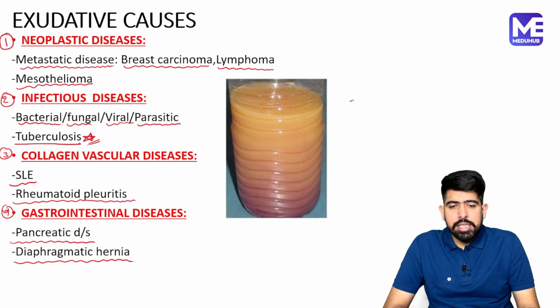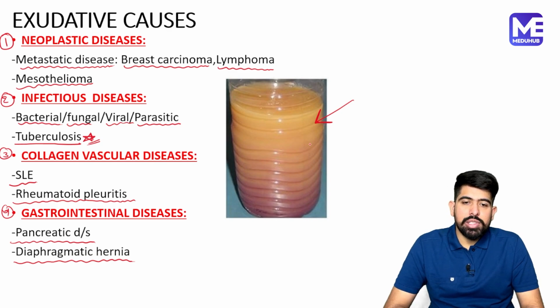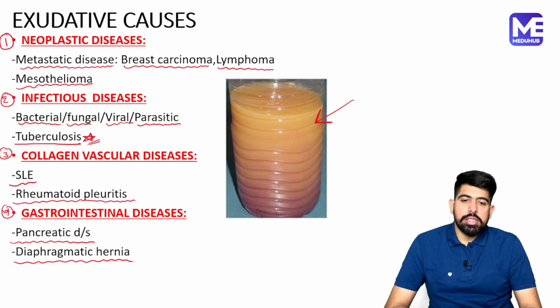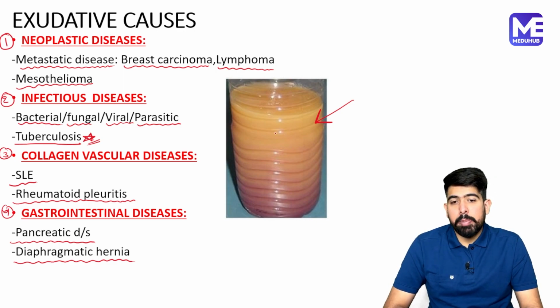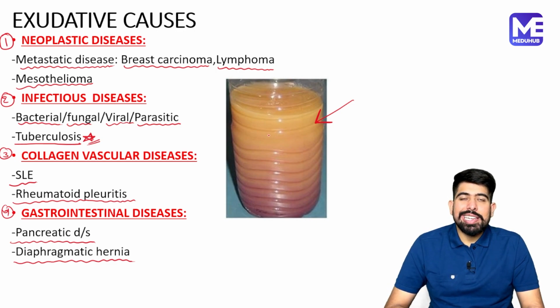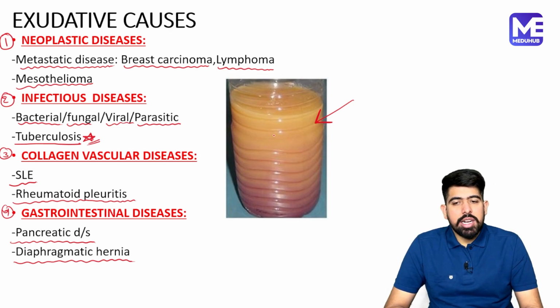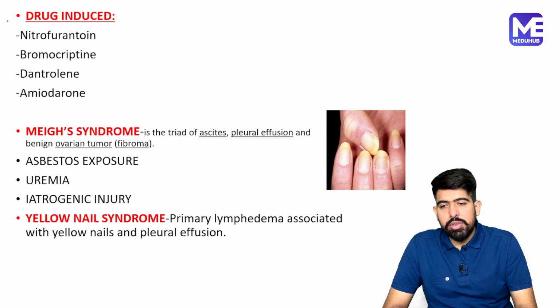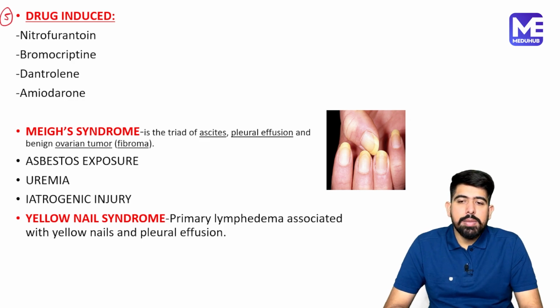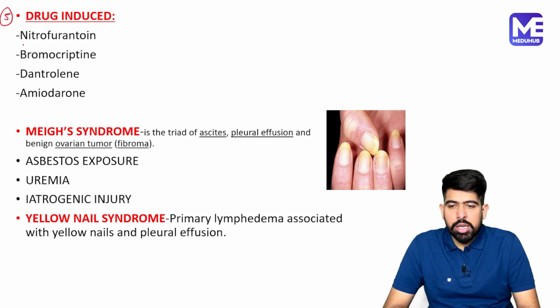As you can see, this is the bottle filled with exudate, the exudative pleural effusion we collected. You can see it is a pale yellow, cloudy color, not transparent. So by the appearance also, you will get to know whether it is exudative or transudative, right? Some drugs also induce pleural effusion, like nitrofurantoin, right?